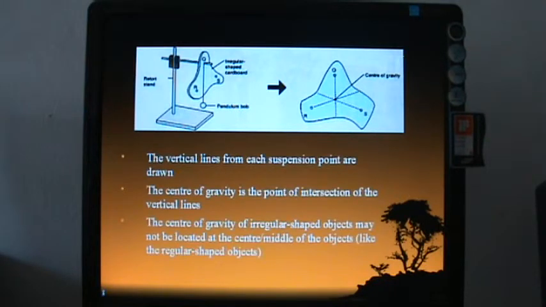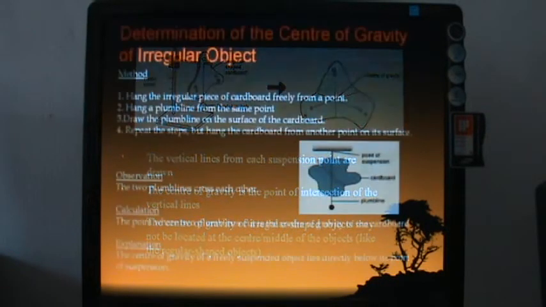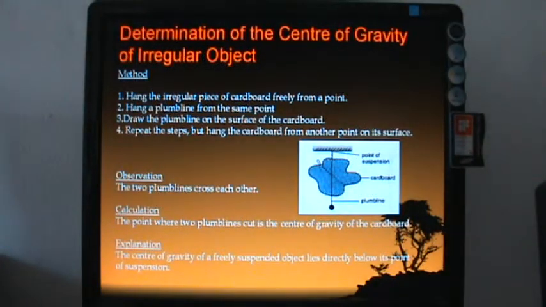So the vertical lines from each suspension point are drawn. You use a pencil to sketch it. The center of gravity is the point of intersection. Intersection means they meet around here, at the same point. The center of gravity of irregular shaped objects may not be located at the middle of the object, like regular shaped objects. It's not like the regular shaped ones. It may not be in the middle, though some are still in the middle. So this is how we do it.